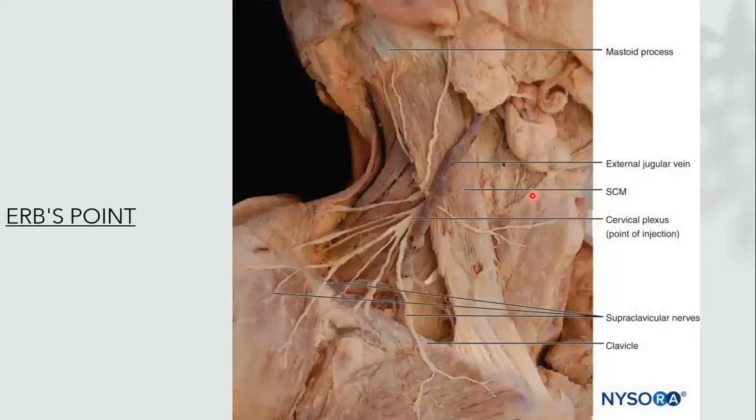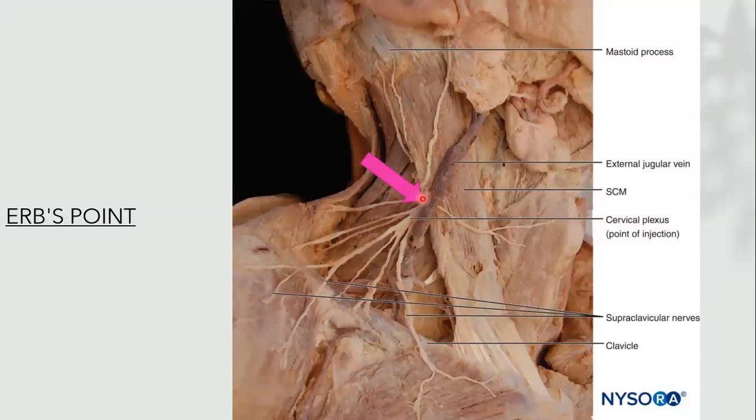So what is this Erb's point? Those cutaneous branches from the cervical plexus usually pierce the investing layer of the deep cervical fascia, and also the superficial fascia at a point. At that point, you can see all these nerves are piercing. They usually pierce the superficial fascia and the investing layer of the deep cervical fascia at that point, so that they become cutaneous, and from that point they radiate into all directions. Like that is the lesser occipital, that's the great auricular, that's the transverse cervical, and that's your supraclavicular.